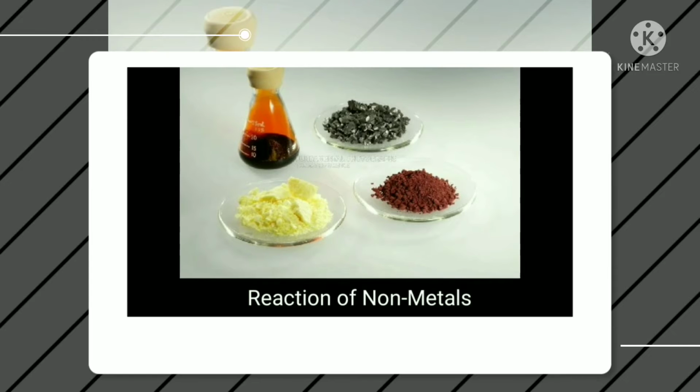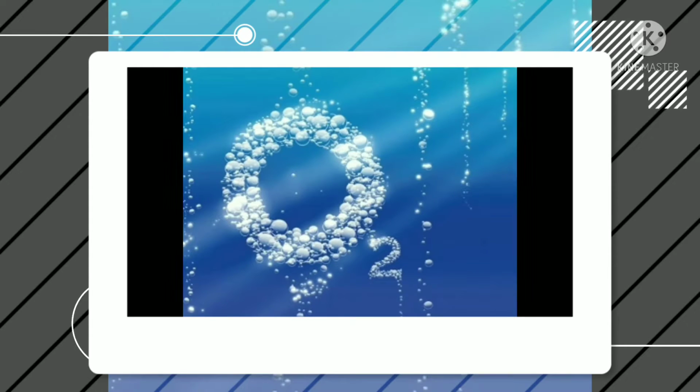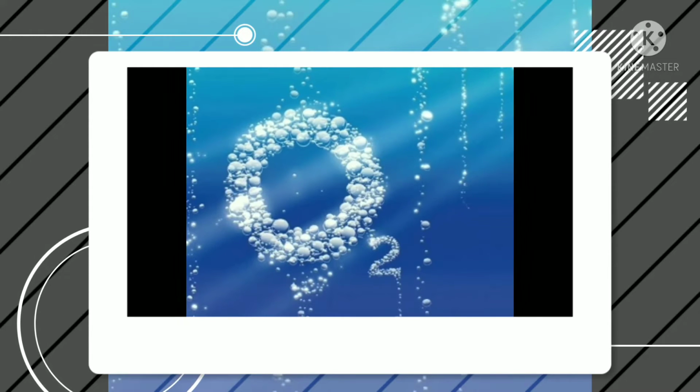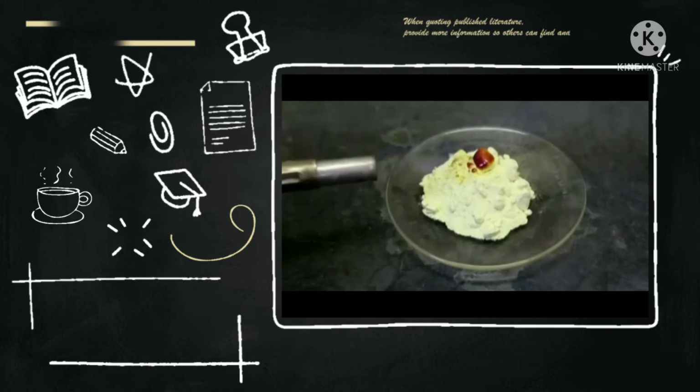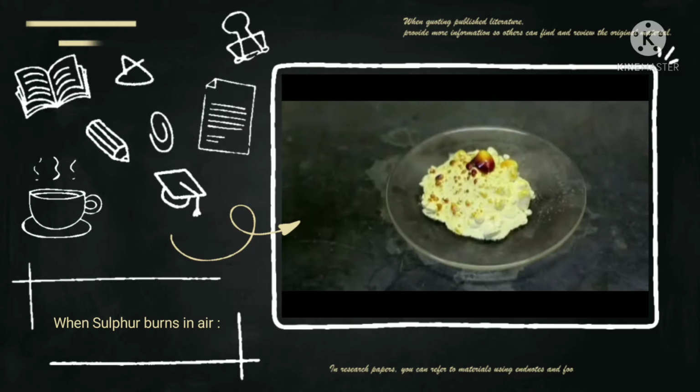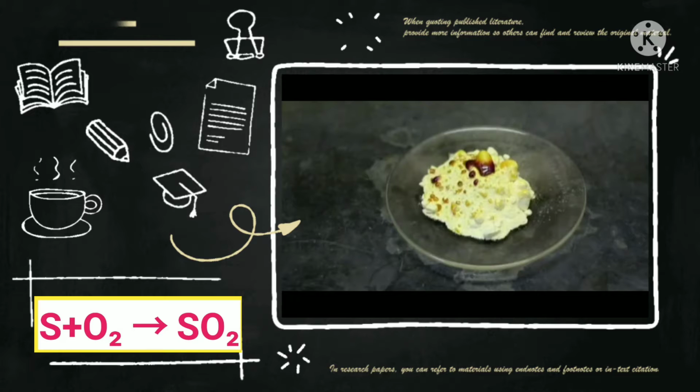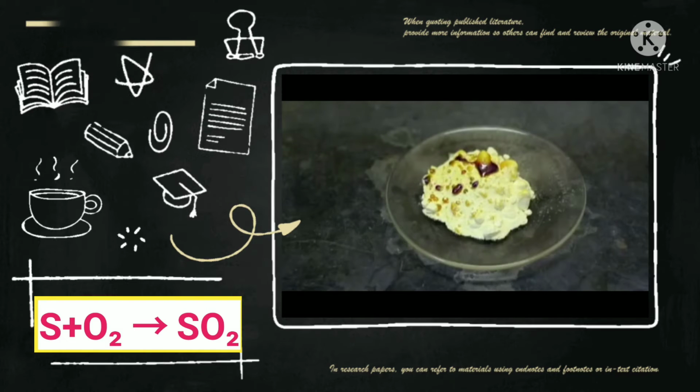Reaction of non-metals with oxygen. Most of the non-metals react with oxygen to form acidic oxides. When sulfur, that is a non-metal, burns in air, it combines with the oxygen to form sulfur dioxide.